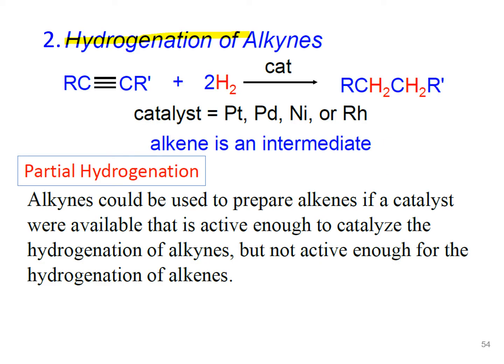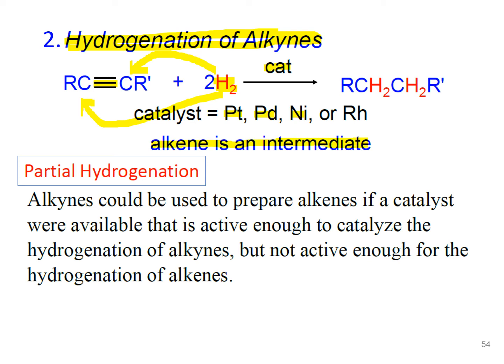Next is hydrogenation of the alkynes, and it is similar to the hydrogenation of alkenes that we saw. So in the reaction here, we have a typical alkyne, and hydrogen, or H2, is going to be added, so the triple bond is going to get converted into a double bond. One hydrogen is added to each carbon, and catalysts are required for this reaction, which can be platinum, palladium, nickel, or rhodium. And this alkene that is going to be formed is known as an intermediate.